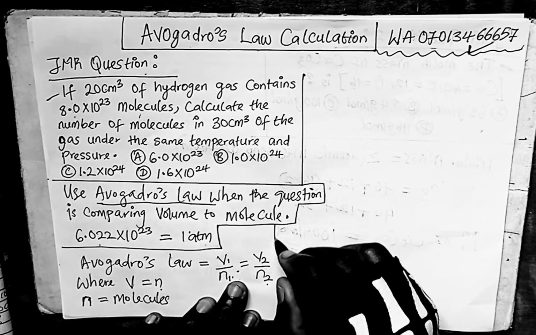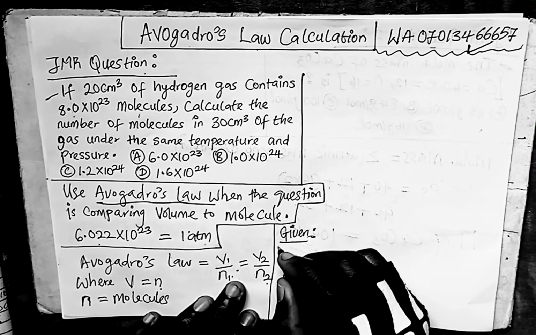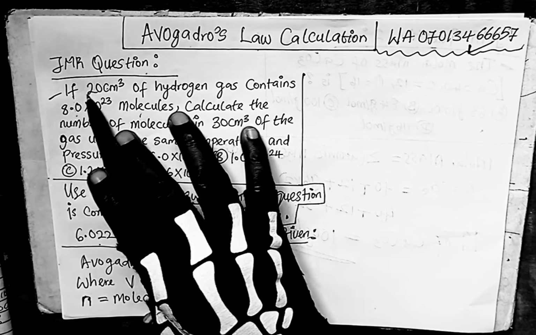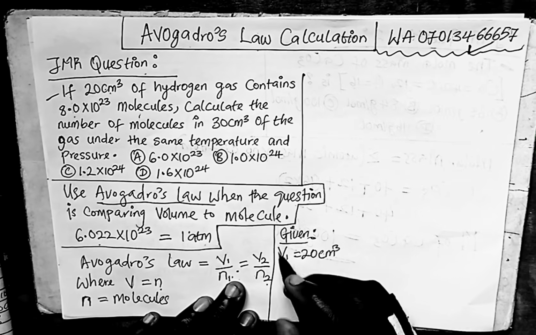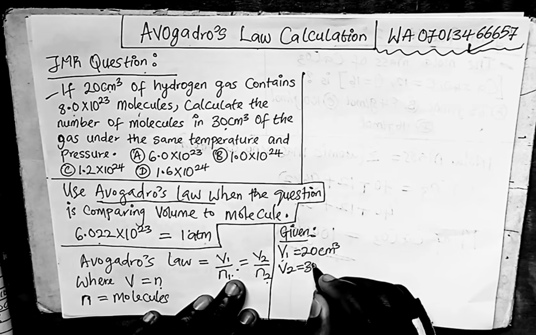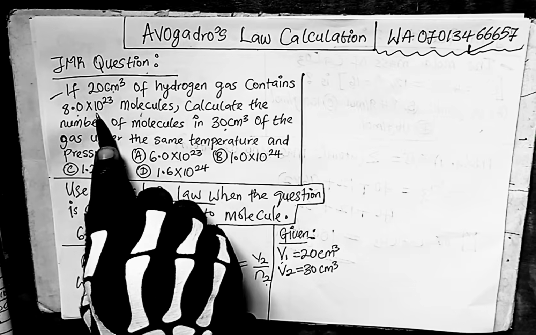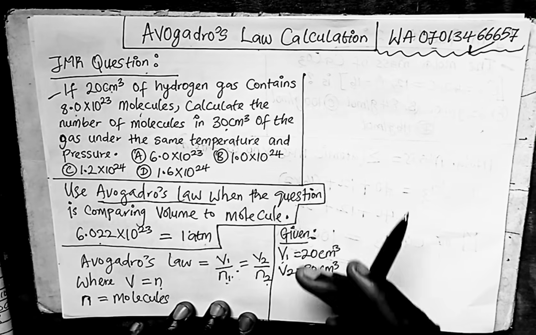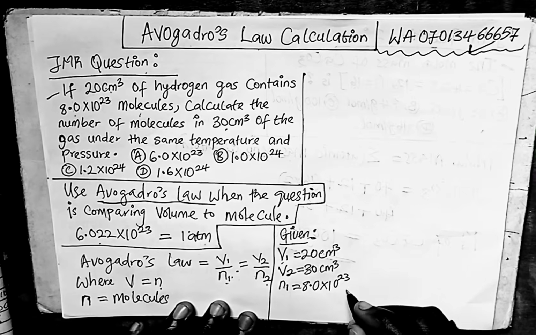First of all, let's identify what they gave us here. They gave us V1, the first volume, 20 cubic centimeters. They gave us V2, equal to 30 cubic centimeters. They gave us N1, the number of molecules 1, which contains 8.0 times 10 raised to the power 23 molecules.